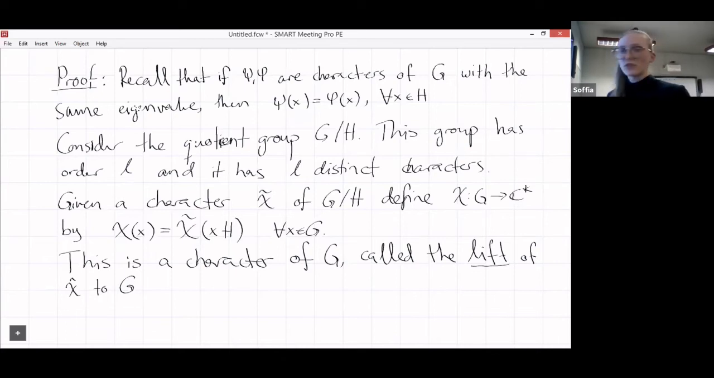It's called the lift of chi tilde to G, and it is pretty clear that H is contained in the kernel of chi. Because in our quotient group, H is the identity. So chi tilde, which is a homomorphism, maps it to 1. And so chi maps every element in H to 1.